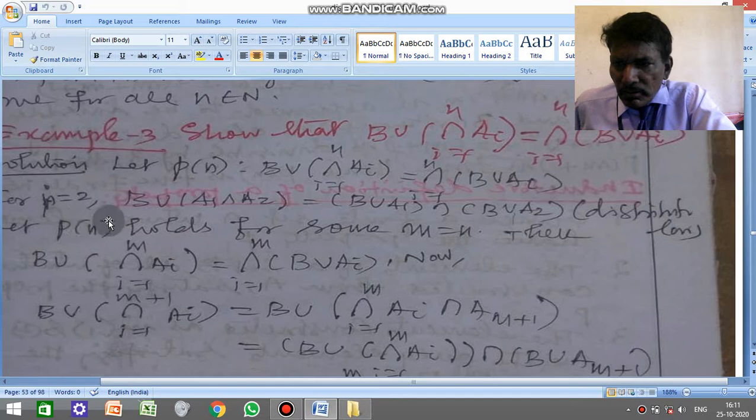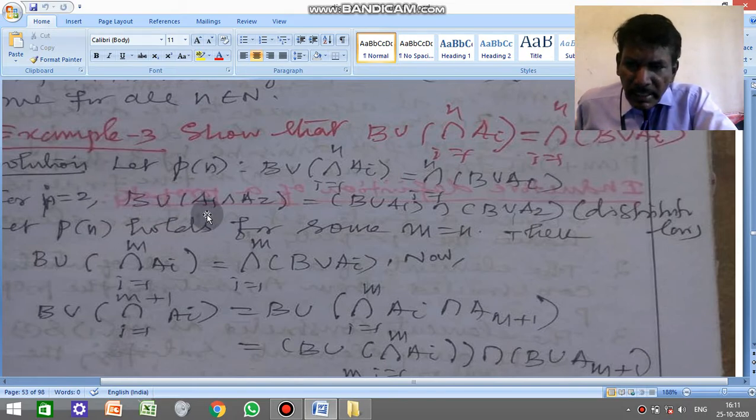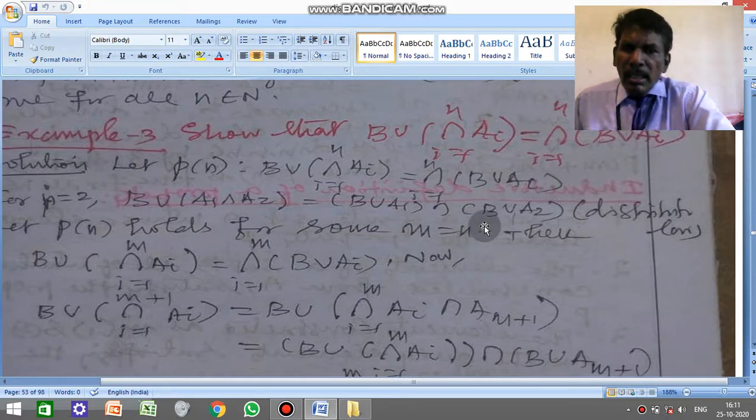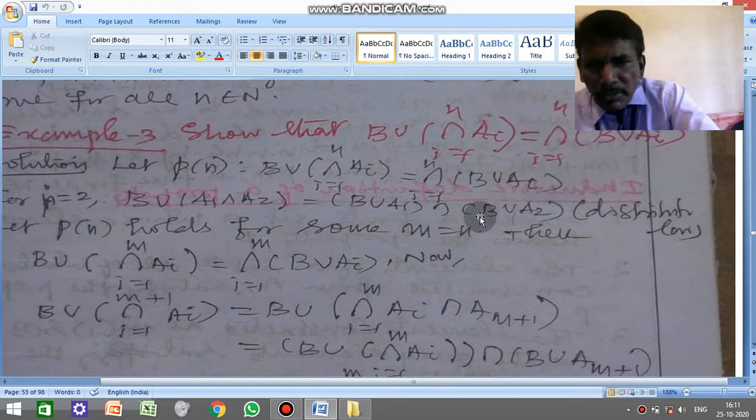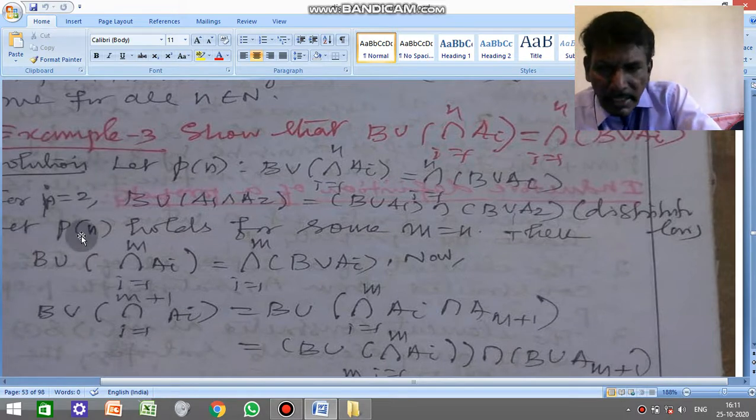For n equal to 1 and 2, this is true. Why? Look at this. For n equal to 2, B union A1 intersection A2 is equal, from the distributive law, to B union A1 intersection B union A2. This is the distributive law. By the distributive law we can get this. So for 1 and 2 this is true. What about other n?